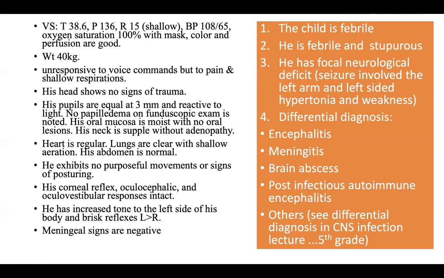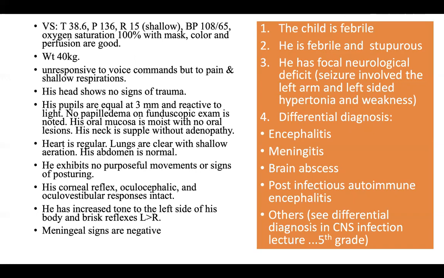His corneal reflex, oculocephalic, and oculovestibular responses were intact. He has increased tone on the left side of his body and brisk reflexes, brisker on the left side. His meningeal signs were negative. So the child has fever, focal seizure, vomiting, headache, and disturbed level of consciousness. Fever, disturbed level of consciousness, and focal neurological deficits are indicative of a serious condition like CNS infection.